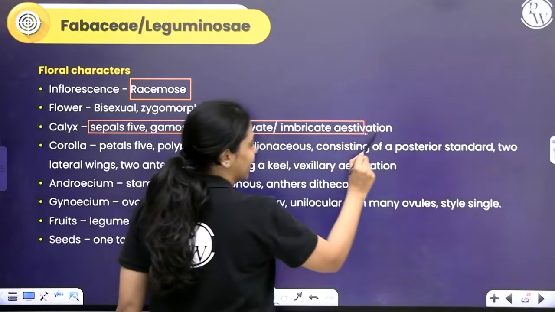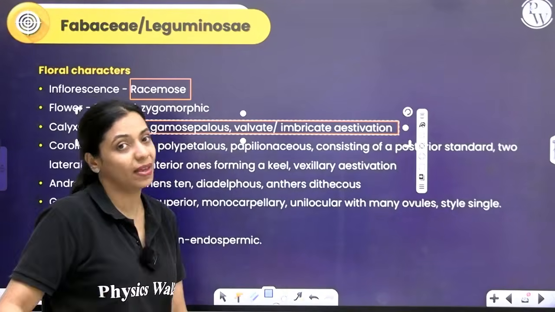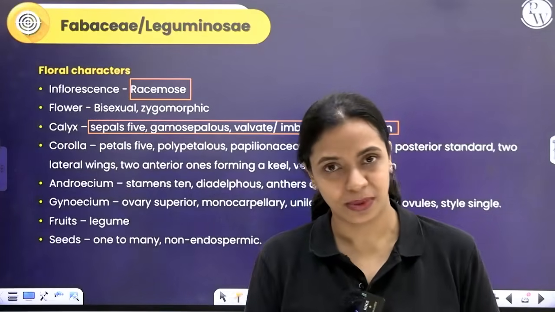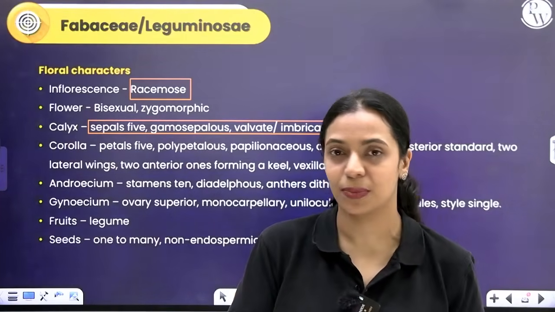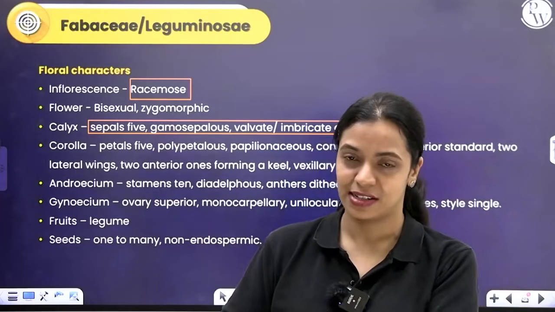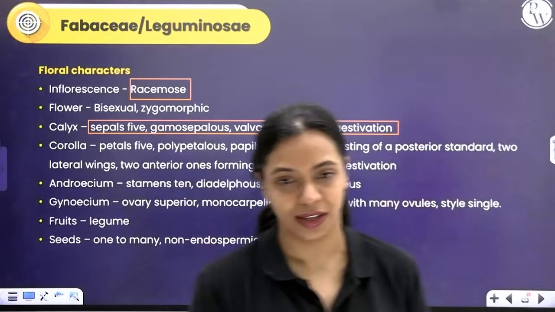Aestivation may be valvate or imbricate. Now when I say it may be valvate or imbricate, it's not like in the same species, once it decides to be valvate and another time it decides to be imbricate. It doesn't work like that. Some species always show valvate aestivation and some species you can see imbricate aestivation.